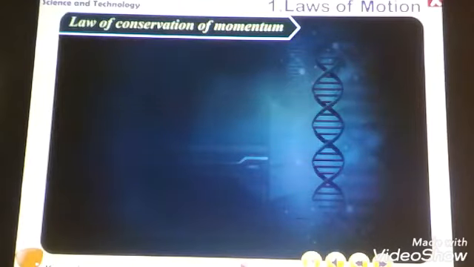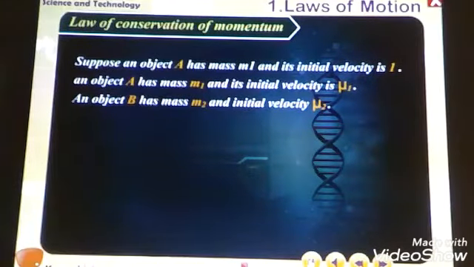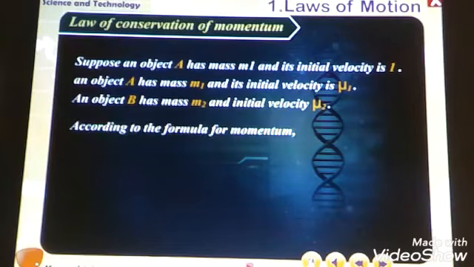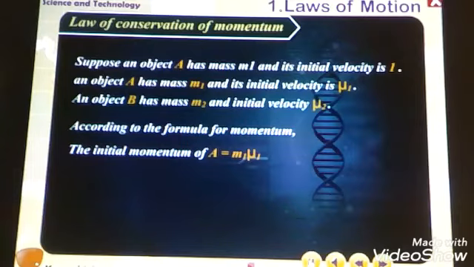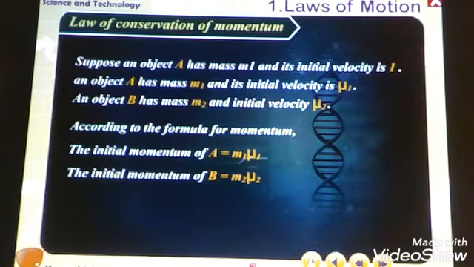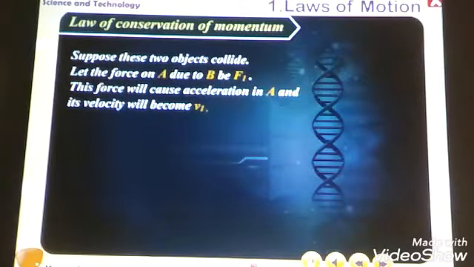Law of conservation of momentum. Suppose an object A has a mass m1 and its initial velocity is u1. Similarly, object B has mass m2 and its initial velocity is u2. According to the formula for momentum, the initial momentum of A is equal to m1 into u1 and the initial momentum of B will be equal to m2 into u2.